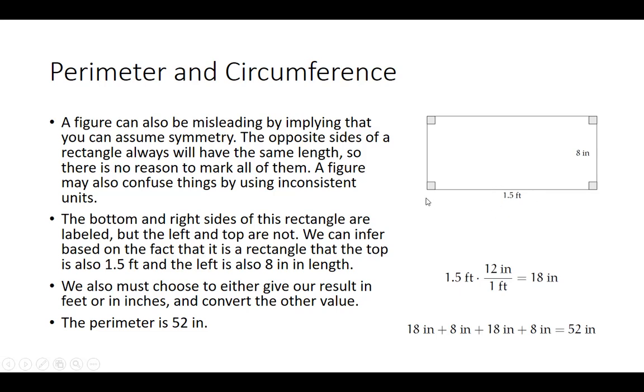Now let's start our walk again. 18 inches plus 8 inches plus 18 inches plus 8 inches. Now we're back where we started. If we add those up, we get 52 inches. So the perimeter is 52 inches.